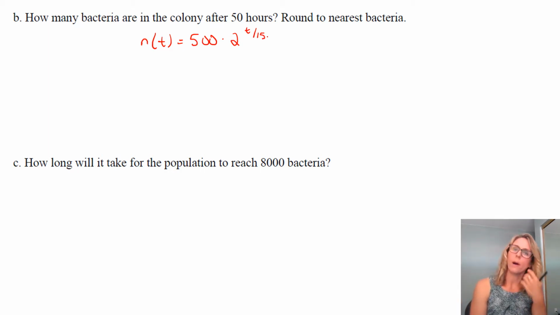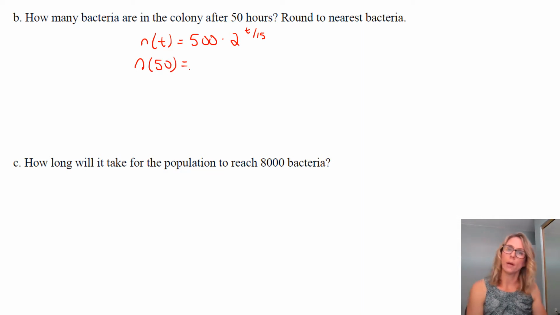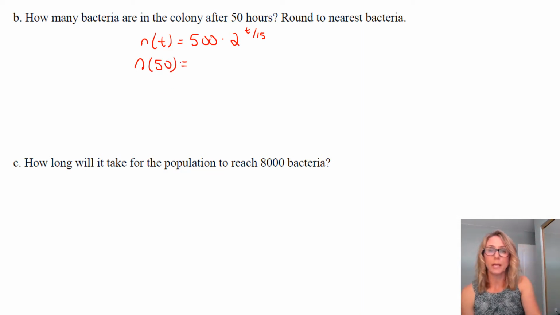Okay. And then understand that it says how many bacteria are in the colony. So we should realize that we need to find t, because it's asking us for what is N of t. Basically it's asking us what is N of 50, because it's giving us a time and asking us to find the amount after that amount of time. So in this case, plug and chug. We can put in the 500. We have 2 to the 50 divided by 15.